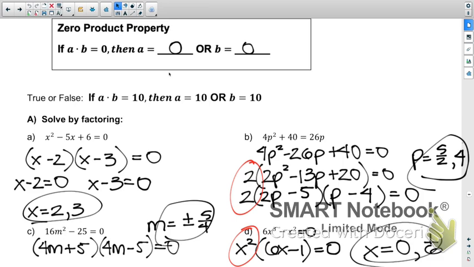Why did the 2 in B not give me an answer? Because 2 does not equal 0, and it doesn't have a variable, and I can't solve it. But if there is a variable in that greatest common factor, you do have to set it equal to 0. So don't forget that. That's what gives me the 0.